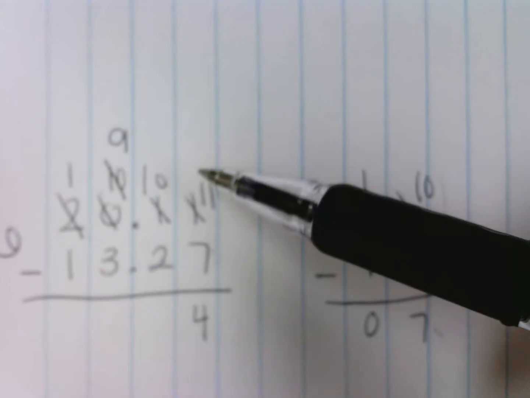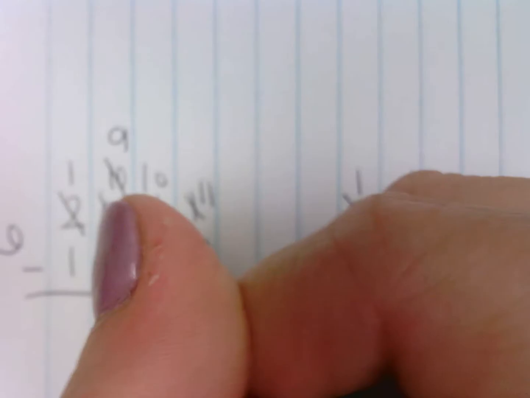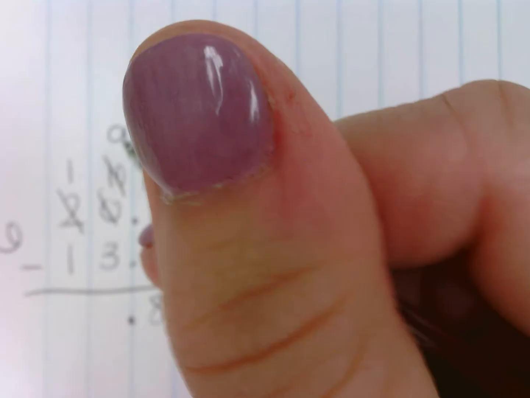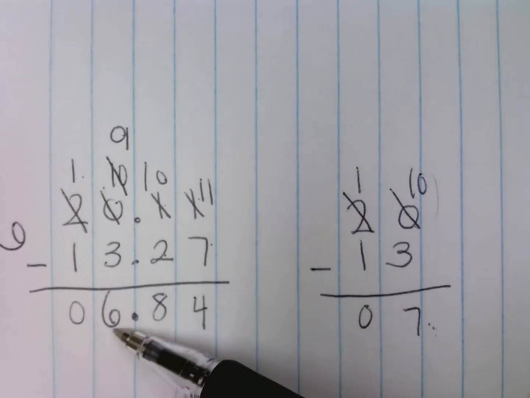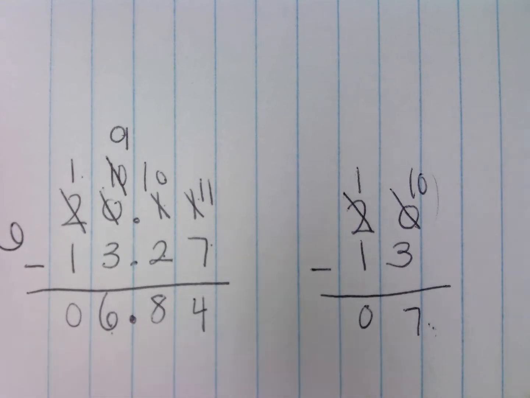So 10 minus 2 equals 8. I bring my decimal point down right here. 9 minus 3 equals 6. 1 minus 1 equals 0. I'm just writing that there just so you guys have it. So my answer comes out to 6.84.